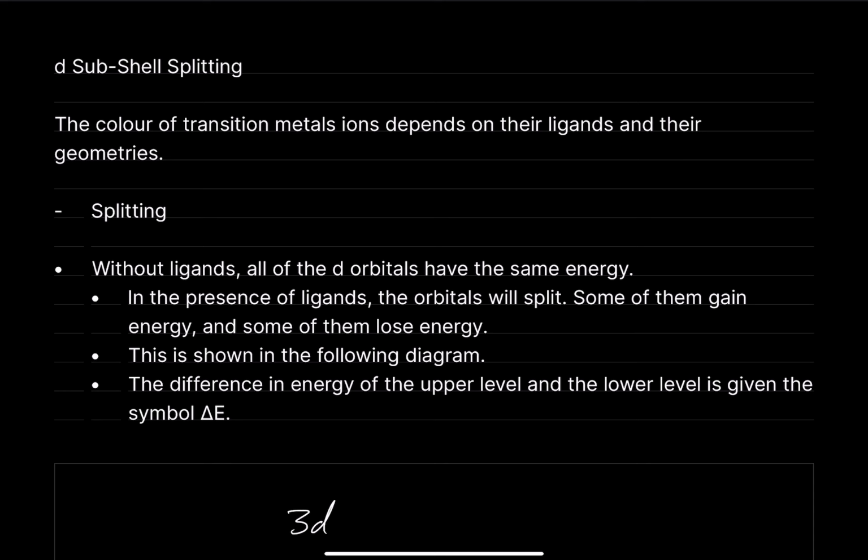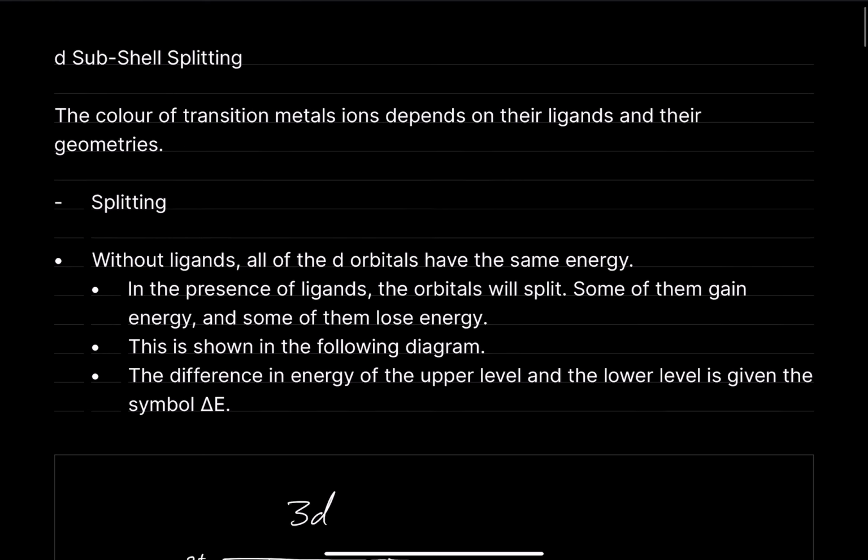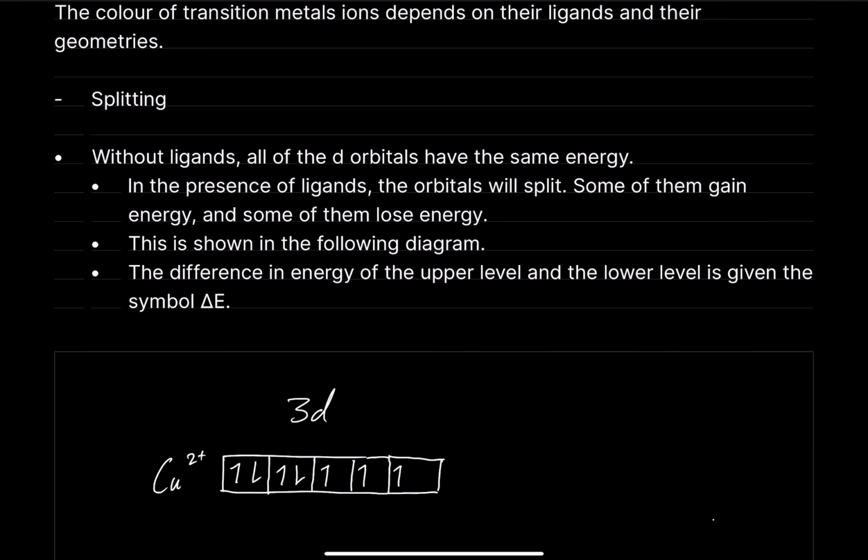But the most important part here is that you understand that ligands cause a very unique property where they're able to split the d orbitals, and when those d orbitals get split, one part of the orbital will gain energy and one part of the orbital will lose some energy, and it'll form an energy gap, right? And that energy gap is given by the symbol delta E.